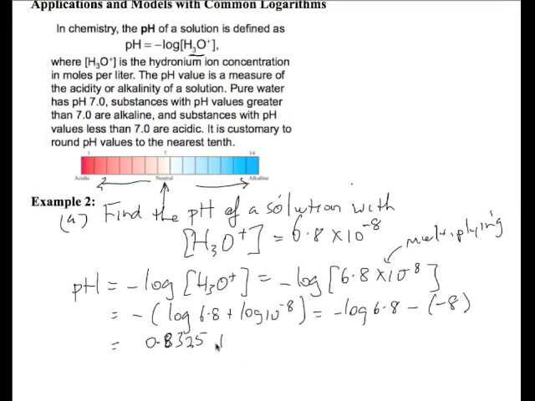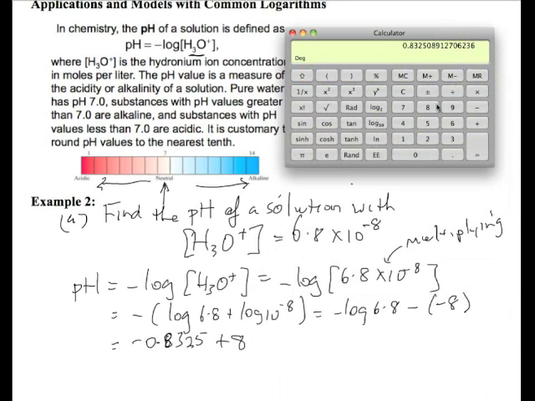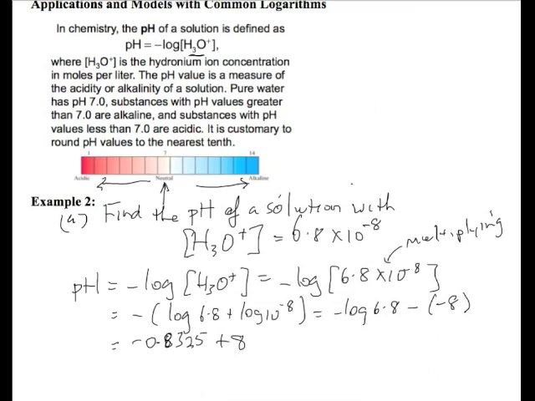Negative of negative 8 is plus 8, so I've got a negative of that. So I'm going to change the sign of this one. So I've got the negative there, and I'm going to add 8. And notice I get 7.167, so to round to the nearest tenth will be 7.2. So this will be approximately 7.2.